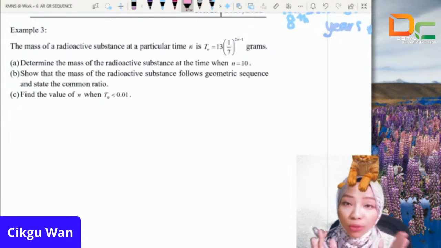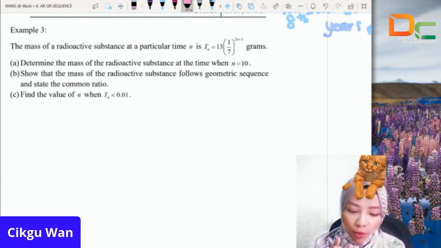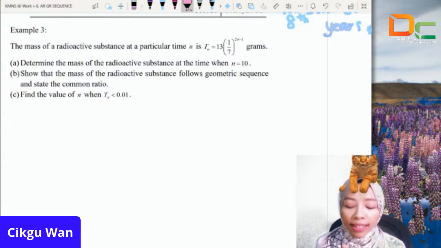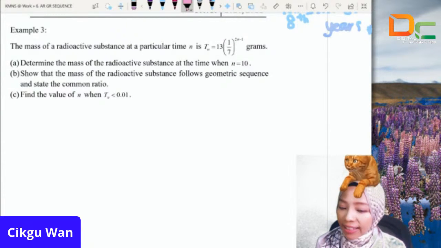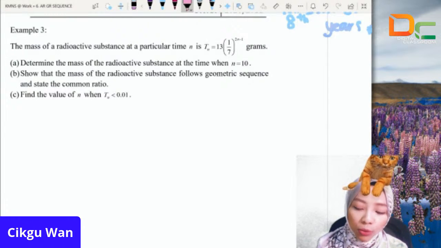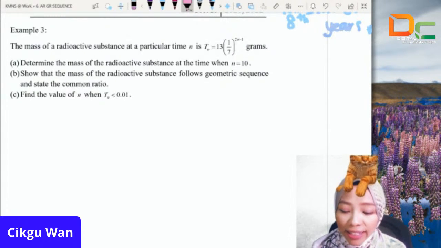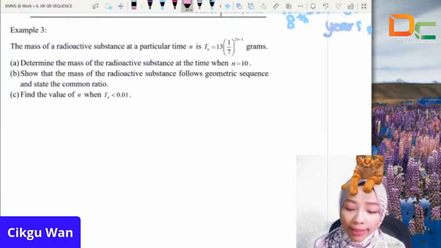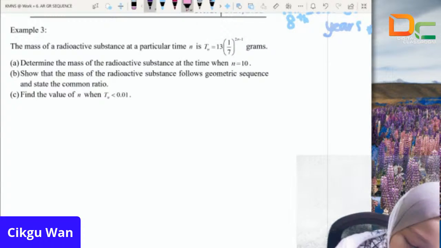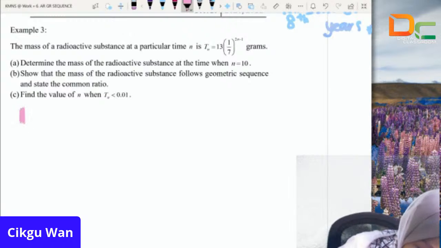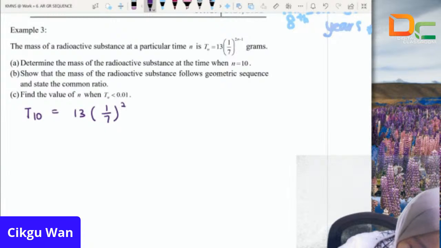Okay, example 3, read the question. The mass of radioactive substance at a particular time n is Tn equals 13 times 1/7 to the power of 2n minus 1. Okay, determine the mass of radioactive substance at the time when n is 10. So n is 10, basically you just substitute T10.